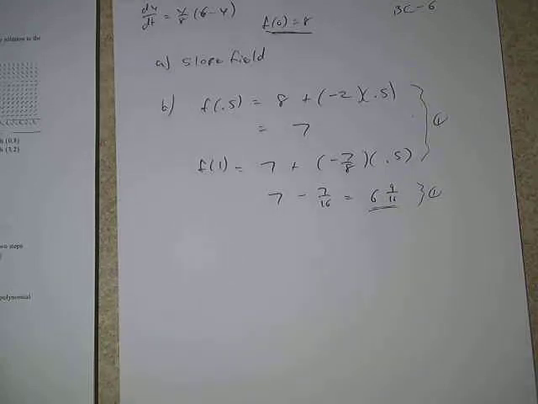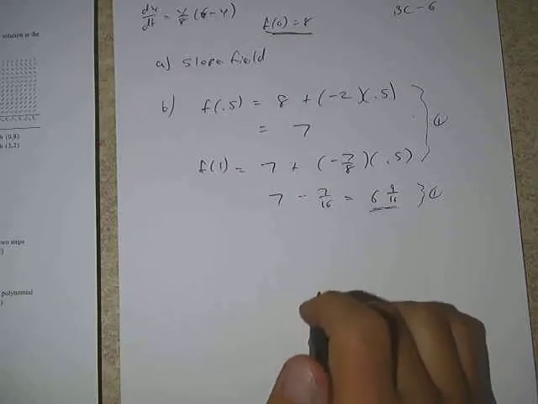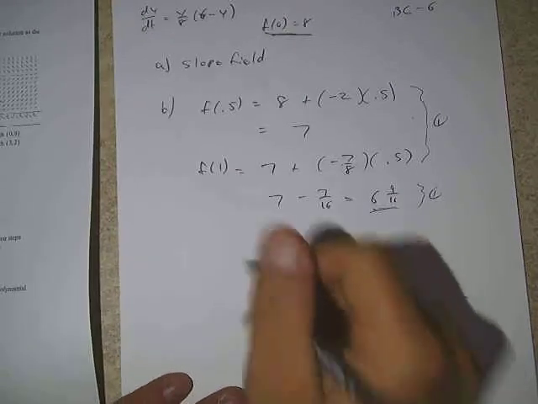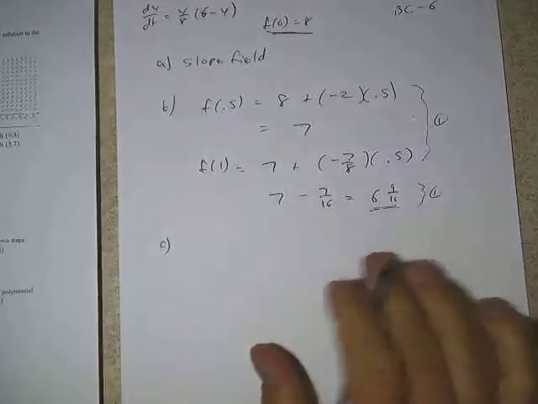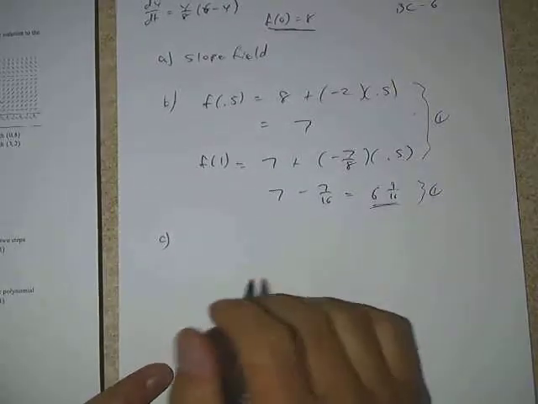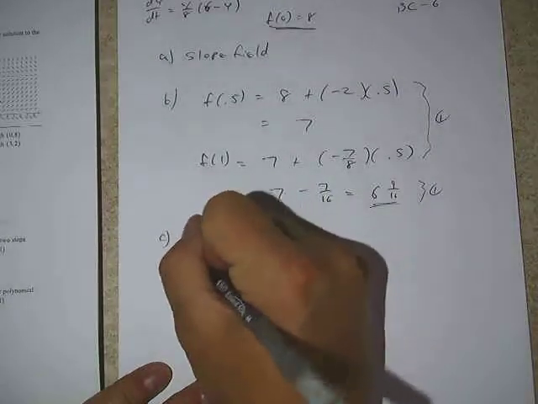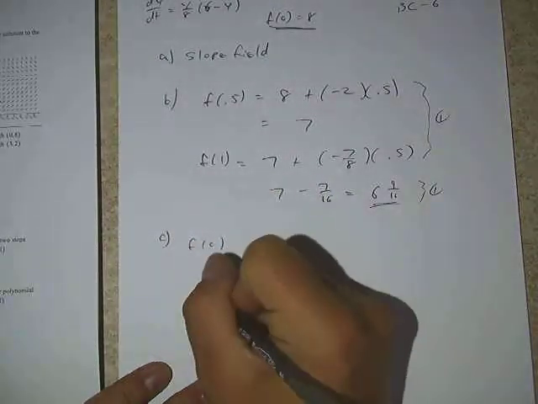Ultimately, 2 points. The Euler's method structure here is worth a point, and then the final answer is worth a point. So getting 6 and 9/16, or you could have it as an improper fraction, 105/16. Questions so far?